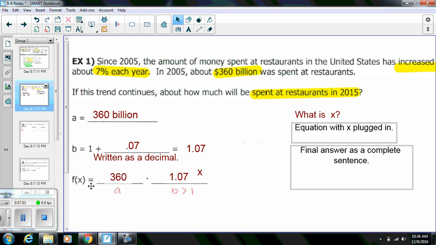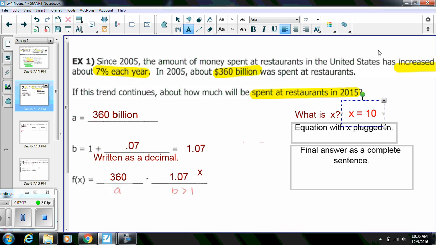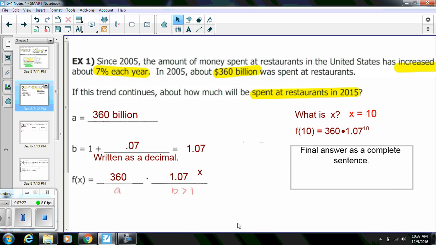Okay, so what is x? Well, x represents the amount of time from 2005 to 2015. So x in this case would be 10, because there's 10 years to get from 2005 to 2015. So we're going to plug all this information into our equation, and we get f of 10 is equal to 360, our initial amount, times 1.07, our growth factor, raised to the 10th power.